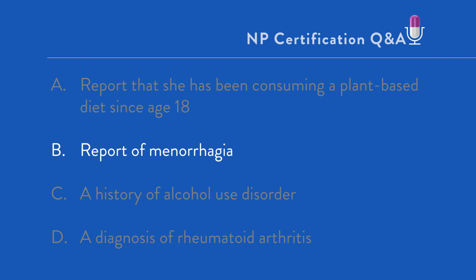B, report of menorrhagia. This is, of course, the correct answer. Heavy menstrual flow, part of abnormal uterine bleeding, can result in the loss of approximately 80 milliliters of blood through a menstrual period, which is about 3 to 4 times that of an average period. Chronic low-volume blood loss, as I said earlier, is the most common cause of iron deficiency anemia. In this case, while the blood loss is not daily, for this woman, it would be cyclic, occurring monthly.